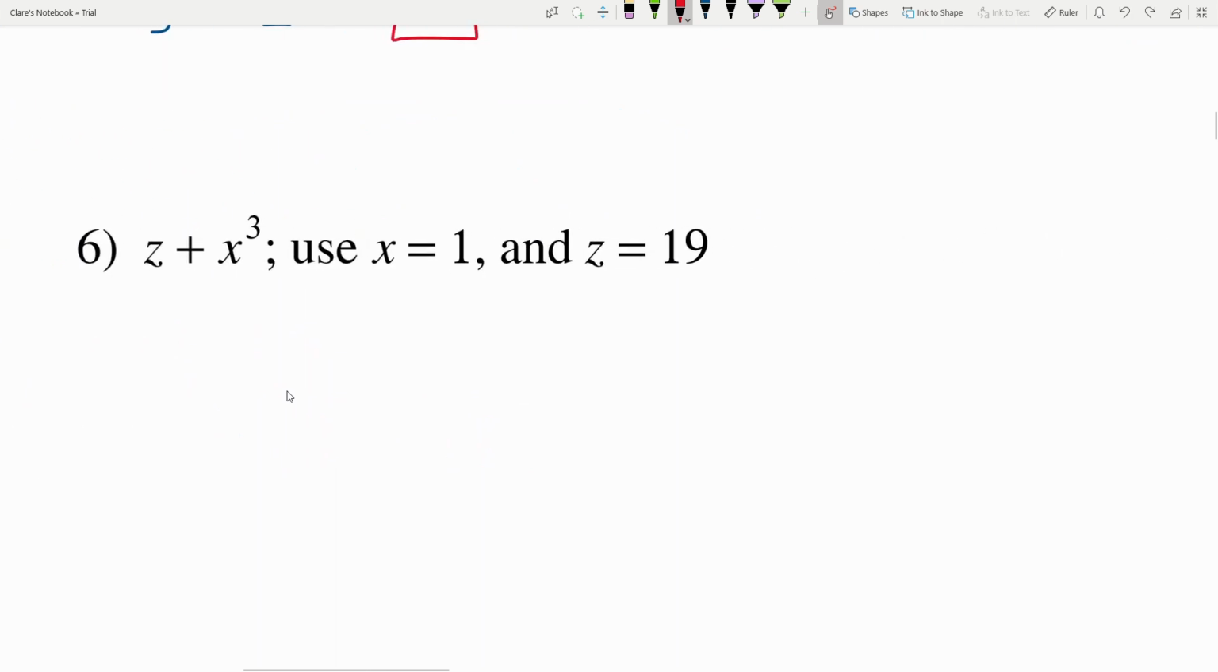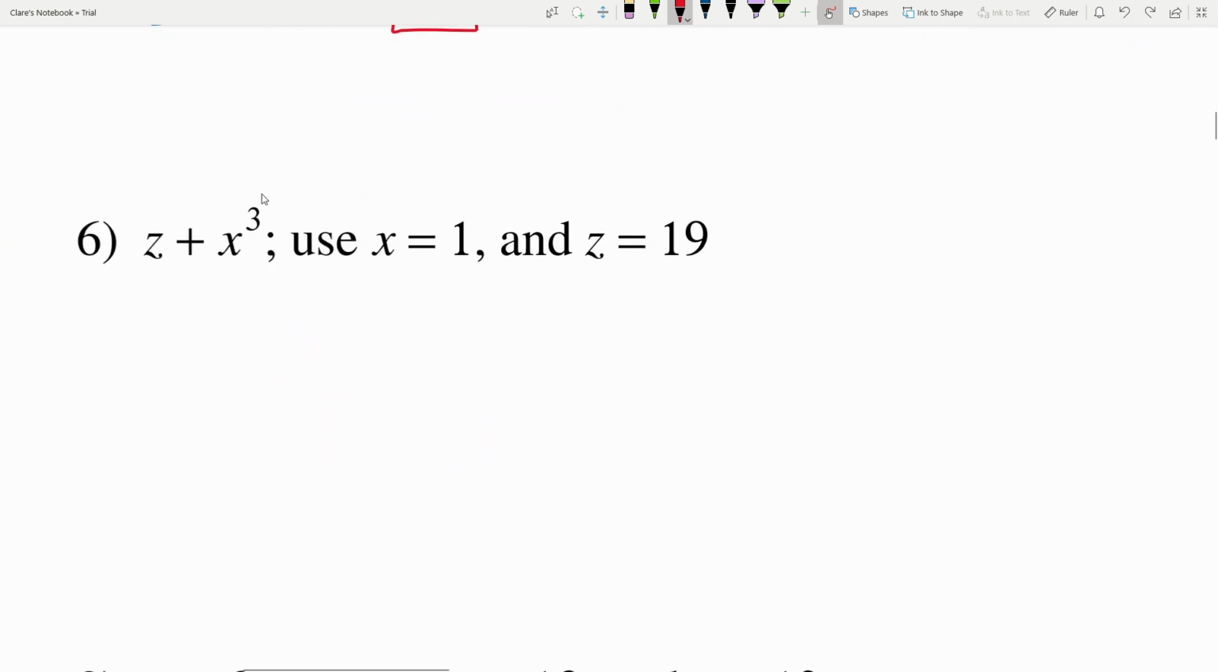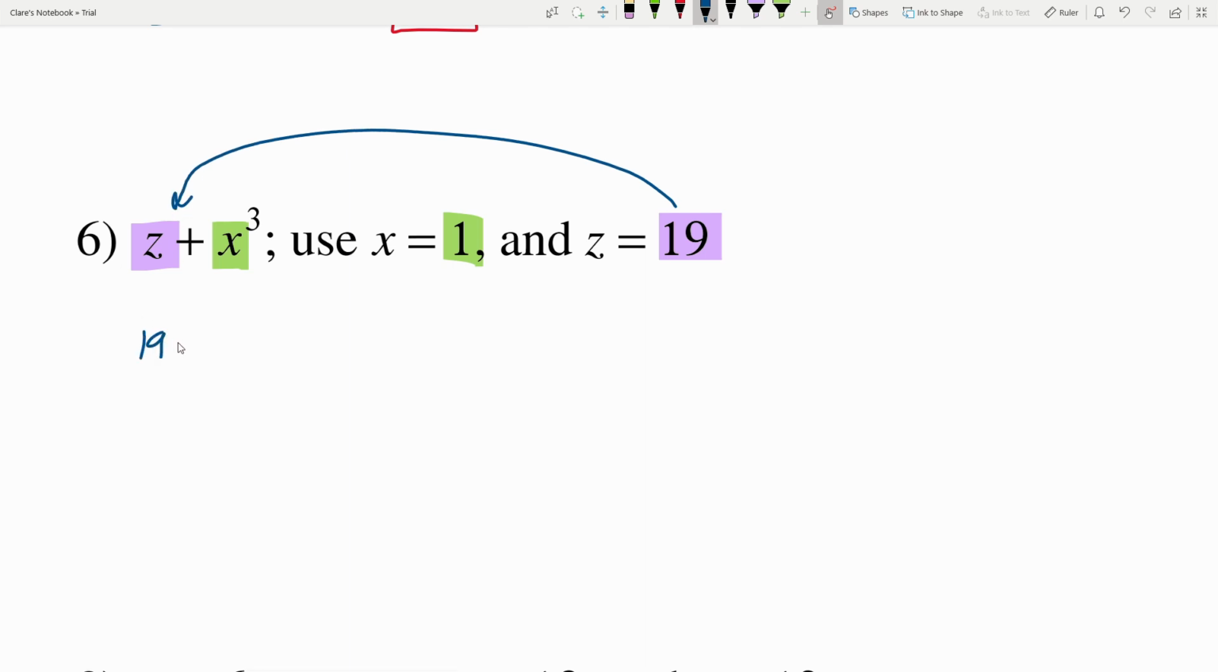In number 6, my variables are z and x. My expression is z plus x cubed, but I'm given that x equals 1 and z equals 19. So every time I see x, I'll plug 1 in and I'll plug 19 in where I have my z. So I get 19 plus 1 cubed. What's that going to be?